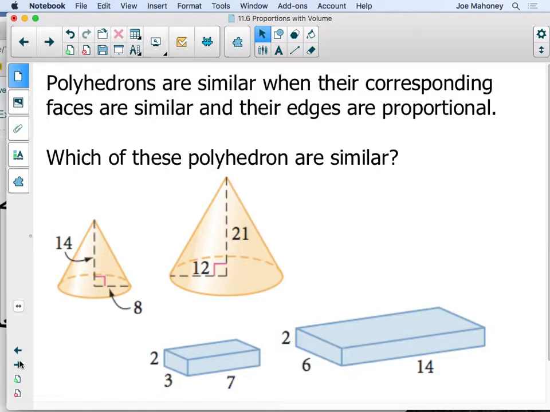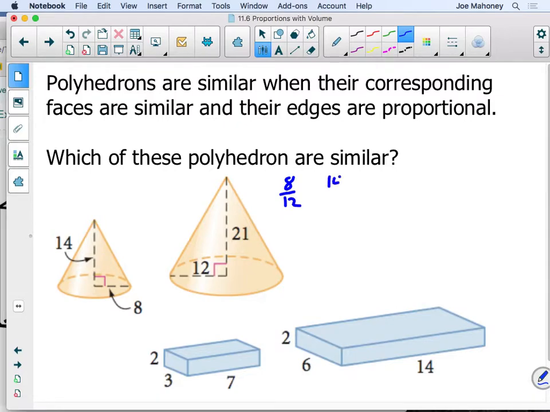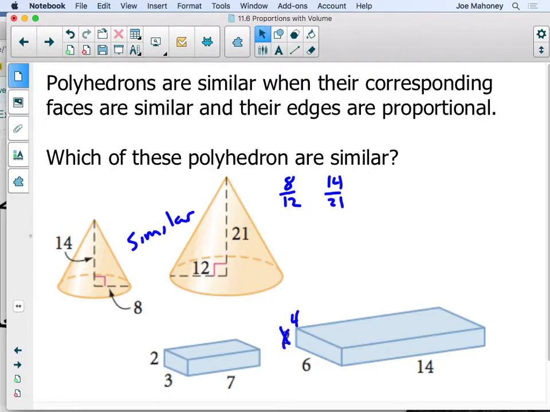So first of all, when we talk about similar polyhedrons, they're similar when their faces are similar sizes and their edges are proportional. So if you take a look at the two cones, it looks like the radii are in the ratio of 8 to 12, and the heights are in the ratio of 14 to 21. Can you see that they both reduce to 2/3? So therefore, these two are similar. And when you look at the bottom ones, even though 7 doubled is 14 and 3 doubled is 6, that would have to be a 4 in order for them to be similar. So those two down there are not.